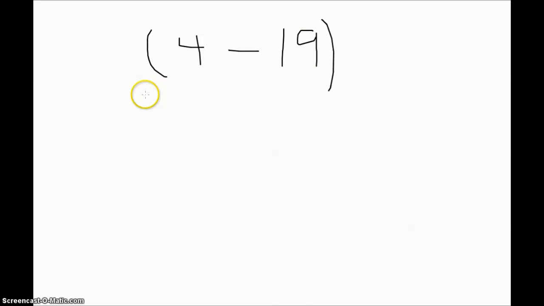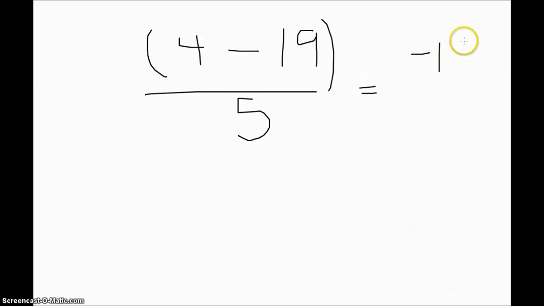So, second problem is the quantity of 4 minus 19 all over 5. Okay, so here we have parentheses again, so we want to do what's in the parentheses first. 4 minus 19 equals negative 15. And this is over 5. And negative 15 over 5 equals negative 3.